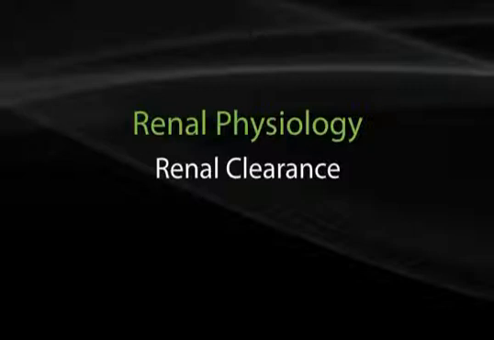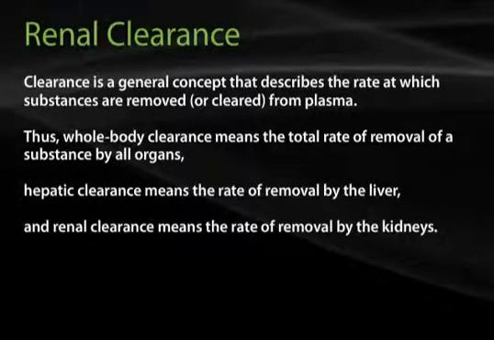In this section, we will discuss the concept of renal clearance. Clearance is a general concept that describes the rate at which substances are removed, or cleared, from plasma. Thus, whole body clearance means the total rate of removal of substances by all organs. Hepatic clearance means the rate of removal by the liver, and renal clearance means the rate of removal by the kidneys.